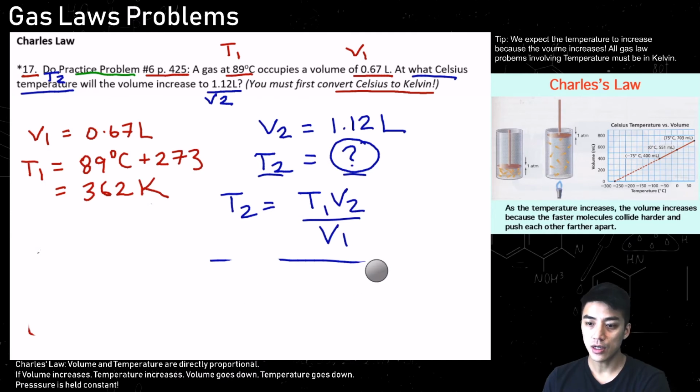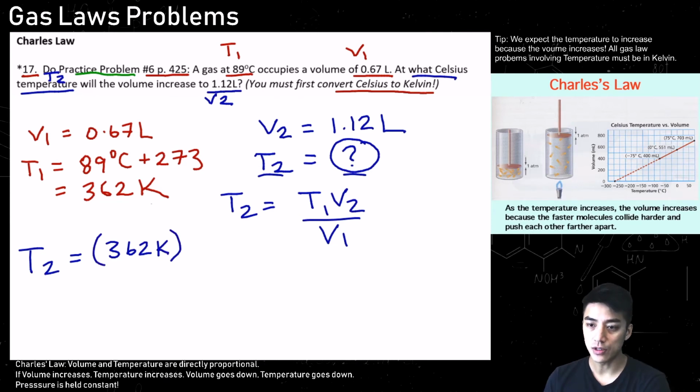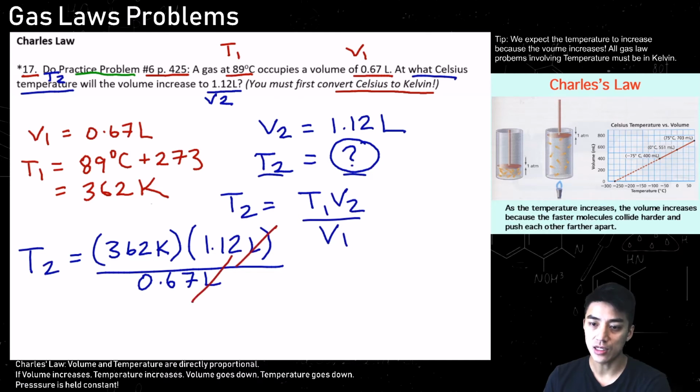Go ahead and erase all this right here. Get that out of the way because we're running out of room. I wrote down the formula so we wouldn't forget, and now we just plug in. Plug and chug. 362 Kelvin times 1.12 liters over, and our V1 was 0.67 liters. You can see the L's will cancel out, liters will go away, that's great. And we're left with Kelvin, which is a unit of temperature.